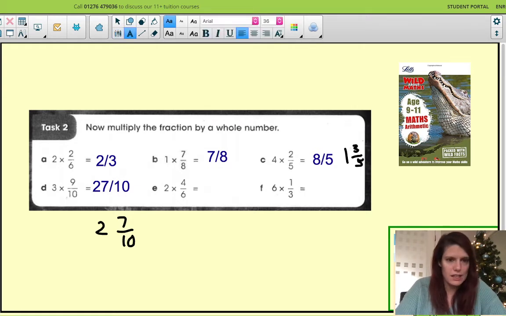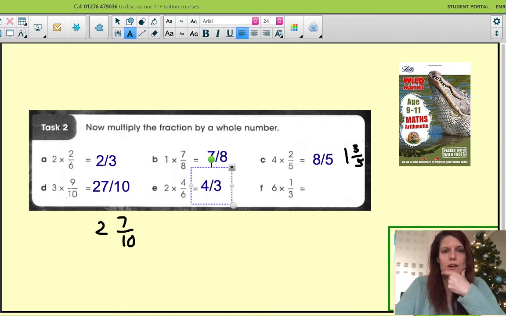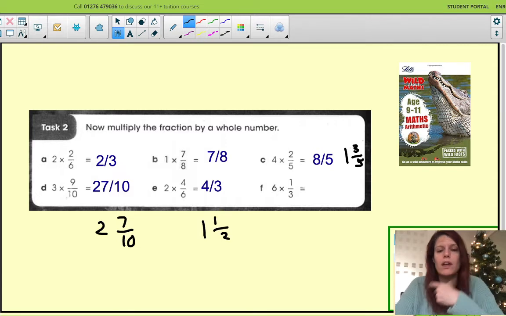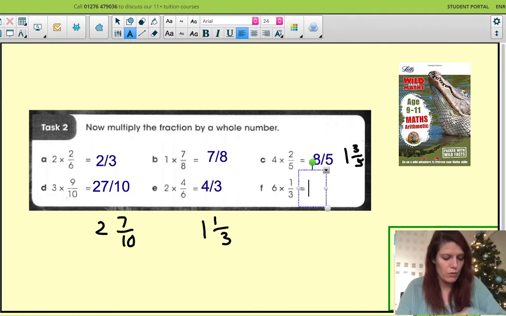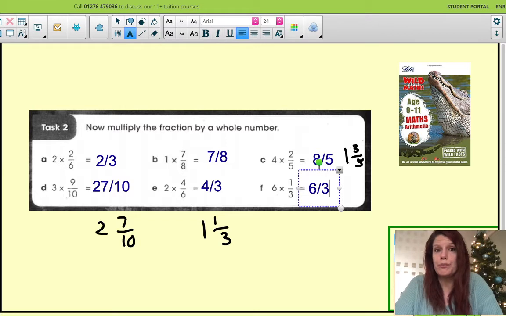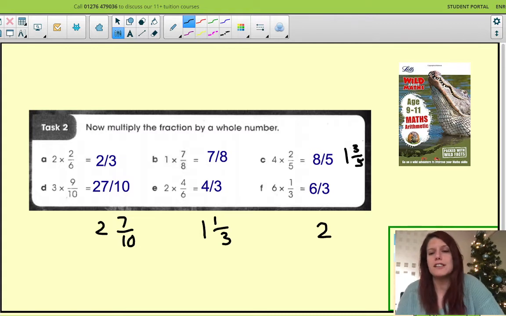4 times a third is E. This is 4 thirds, or 1 and a third. Nice and easy one to see there. 3 thirds make a whole, then you've got 1 third left over. And then 6 times a third for the last one, F. We've got 6 thirds, or of course 2. And why is that 2? Because 3 thirds make 1. We've got 6 thirds, so we have exactly double, and that's equivalent to 2.